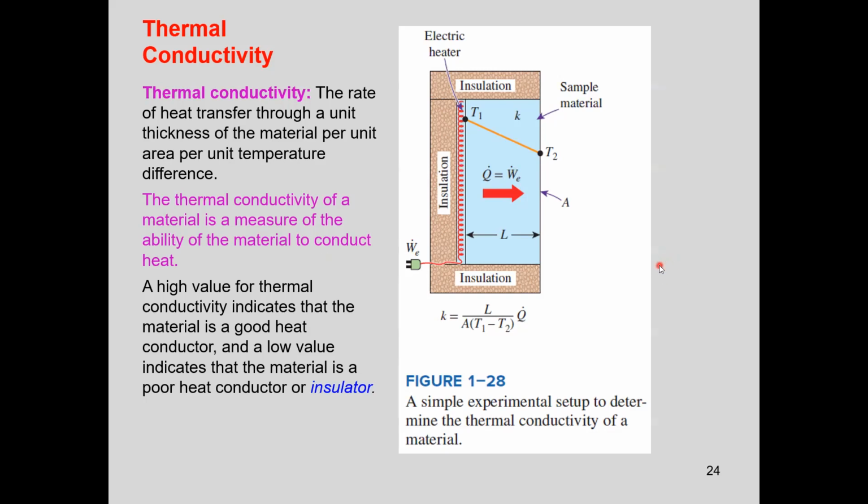Okay, the thermal conductivity of a material is a measure of the ability of the material to conduct heat. Some materials conduct it better than the others. Tell me some example materials with high thermal conductivity. Which materials have high thermal conductivity? Some examples.